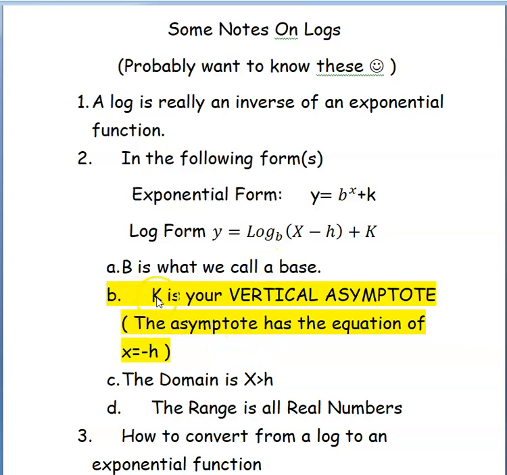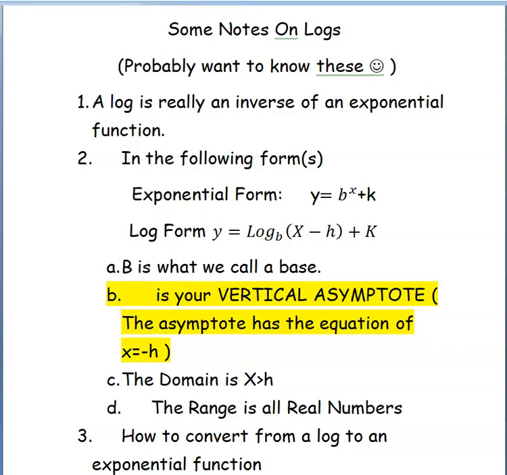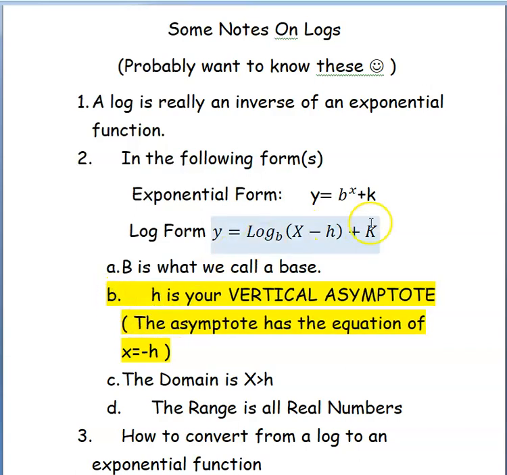Here is the trick here. K was your vertical asymptote. That's what it was. It's now going to be h that is your vertical asymptote. Remember, the asymptote for an exponential was this number. It's now going to be this number. And like we have talked about so many times this year, we are going to do opposite on the inside, which means this is a minus h. We're going to turn that to an h.